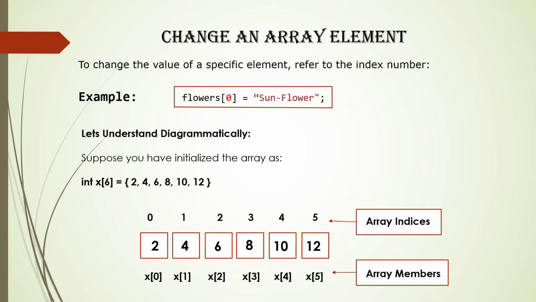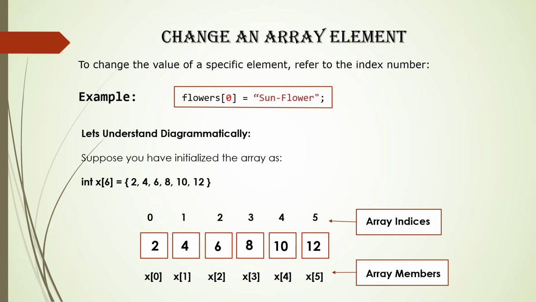Now let's see some diagrammatic view and get a clear understanding of how arrays work. Here I have declared an array named x of int data type and have stored 6 values, that is 2, 4, 6, 8, 10 and 12. See the diagram here.